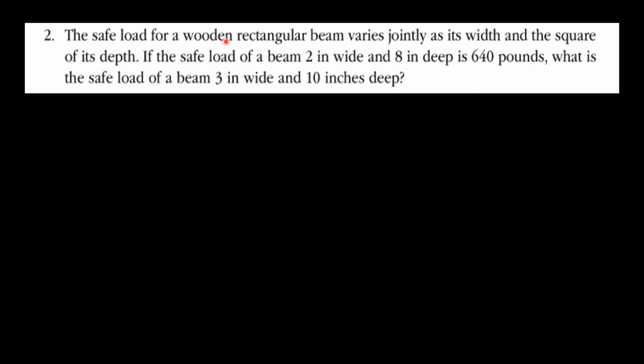So, wala tayong given na mga variables. So, tayo yung gagawa ng ating mga variables. So, okay? So, we have the wooden rectangular beam varies jointly. So, we have the wooden rectangular beam. So, let's put that as our R. Lagyan natin ng R yan. Tapos, varies jointly as its width and the square of its depth. So, yung width natin, lagay natin ng W. Yung square of its depth, yung depth natin, lagyan natin ng D.